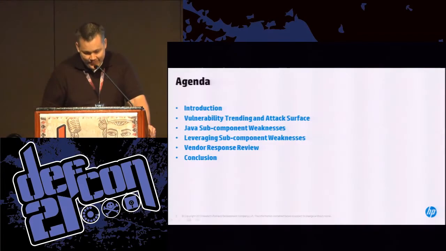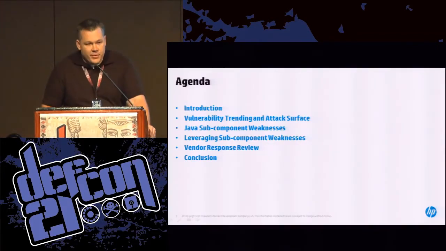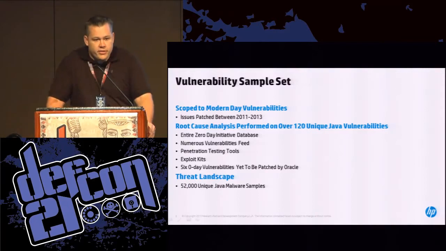So, for the agenda, we're going to take a tour of Java's attack surface. We're going to describe the different vulnerability types that exist in the framework itself. Then we're going to go through a set of 5 case studies of the top vulnerability types in the Java framework, and provide you a set of proof of concepts for just a sample set of 52,000 Java malware samples so we could understand what's actually being used out there today.